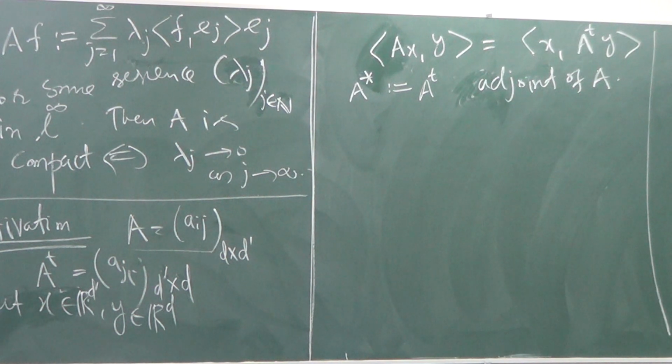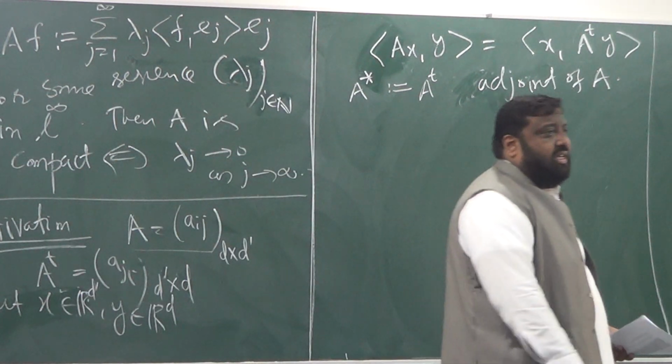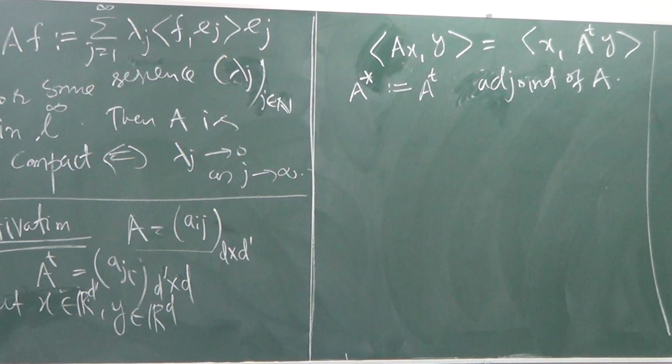And you can ask to generalize this to infinite dimensions. In other words, can we have an infinite dimensional matrix, which is obviously going to be an operator? And what would be the adjoint of such an operator? Let me define it.